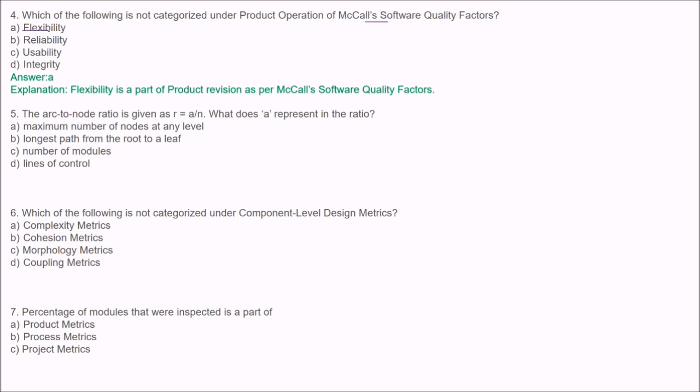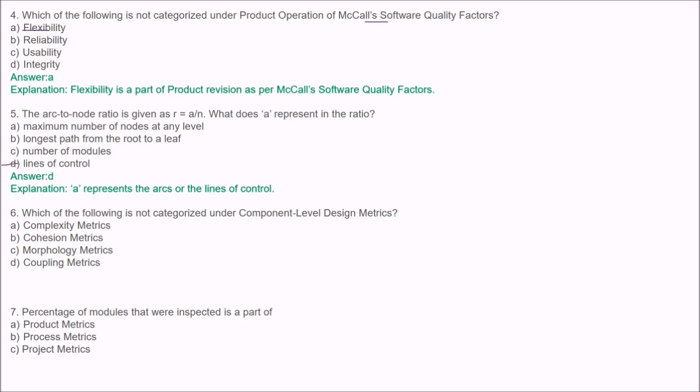The next is, the arc to node ratio is given as R is equal to A by N, where A is what? What is A? The answer here is, A represents the arcs, or you can say the lines of control.